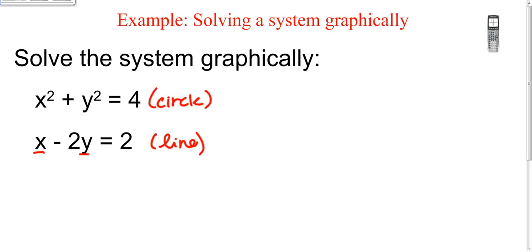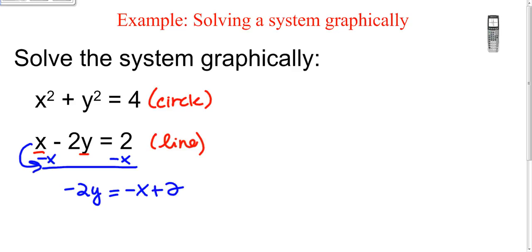I'll start down here with this easy one, easier, I should say. If I start down there and I want to get that equation solved for y, I'm going to need to subtract x to the other side so that I have negative 2y equals negative x plus 2. And then, of course, I will divide by negative 2. And when I divide by negative 2, I'll have y equals 1/2 x minus 1. Whoops, I forgot my x. Okay, so this is one equation that I need to put into my calculator.